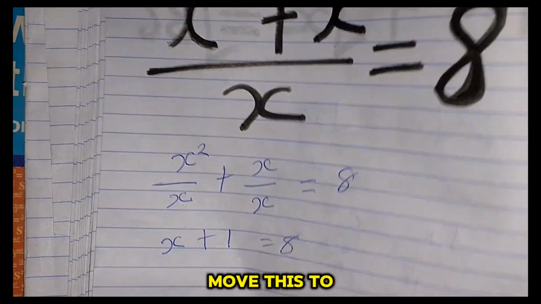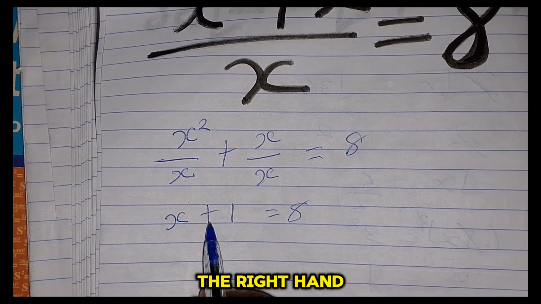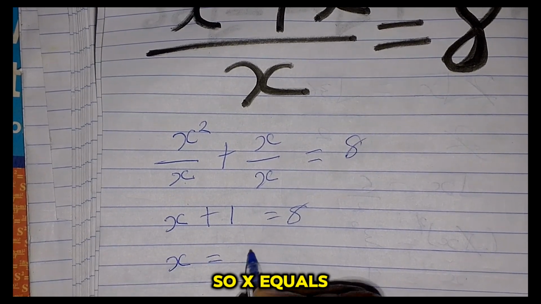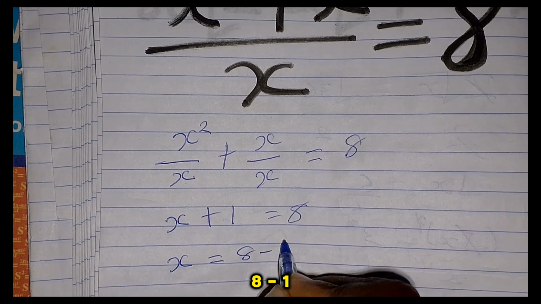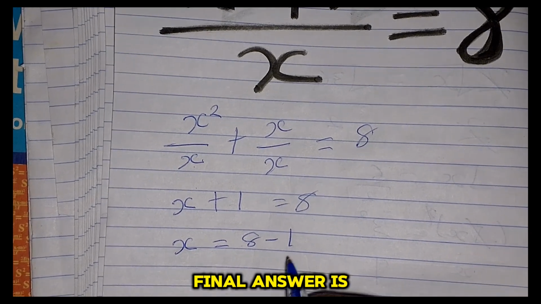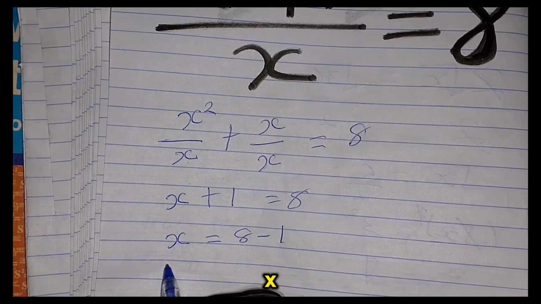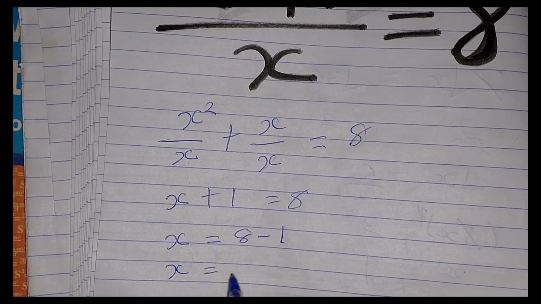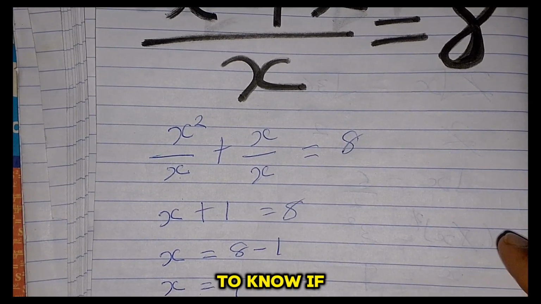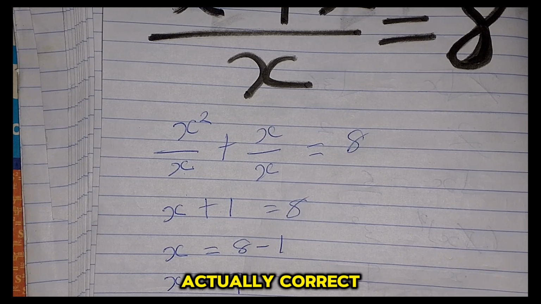So we simply move this to the right-hand side. So x equals 8 minus 1. And so the final answer is x equals 7. Now let's check to know if this 7 is actually correct.